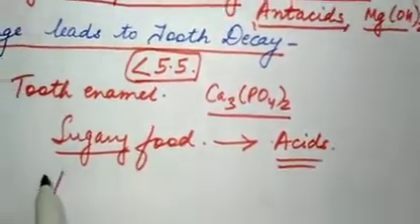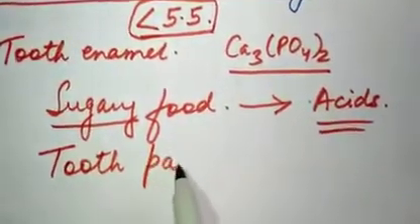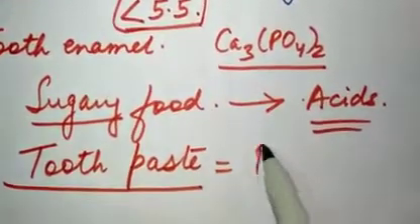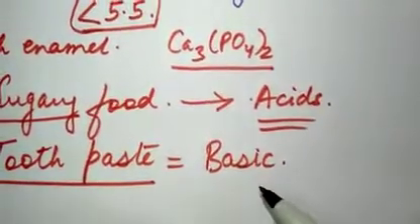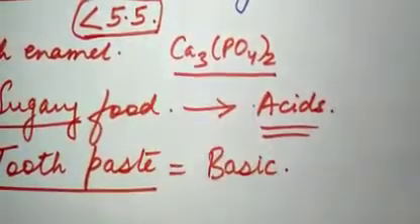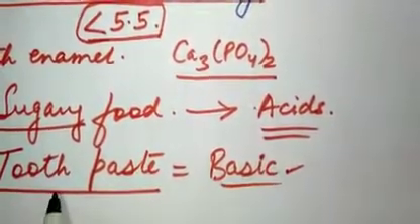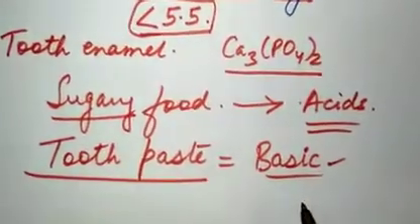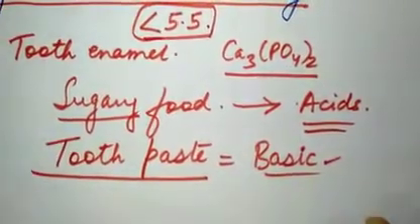And what is the remedy, how can we prevent tooth decay? Naturally, by using toothpaste. You should brush your teeth twice a day. Toothpastes are basic in nature, so naturally that will neutralize the effect of the acid, and you will be protected from tooth decay. Or one way is you should rinse your mouth after you take your meals, right?